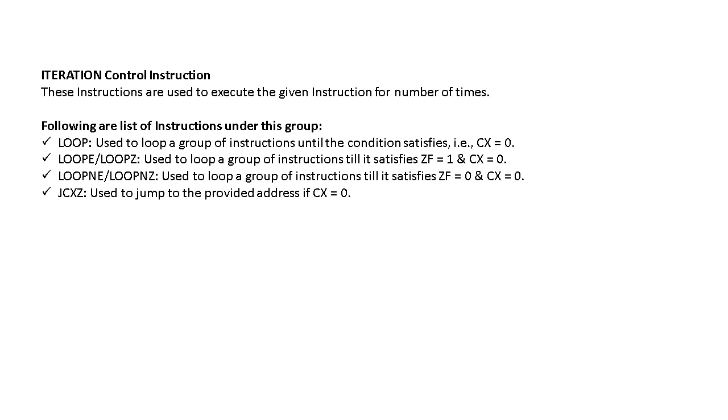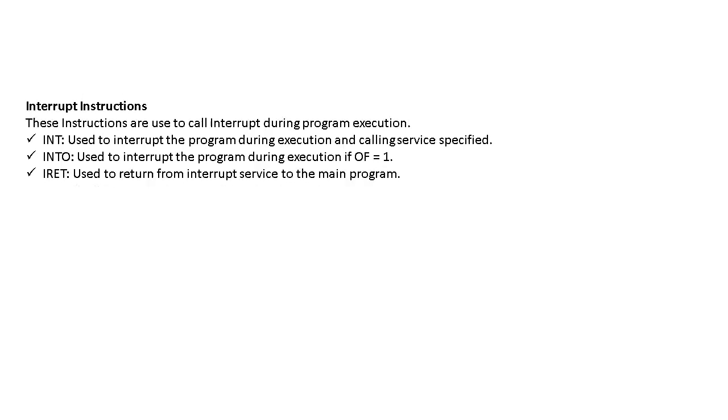JCXZ, used to jump to the provided address if CX equal to 0. Interrupt instructions. These instructions are used to call interrupt during program execution. INT, used to interrupt the program during execution and call the service specified. INTO, used to interrupt the program during execution if OF equal to 1, that is overflow flag equal to 1. IRET, used to return from the interrupt service to the main program.